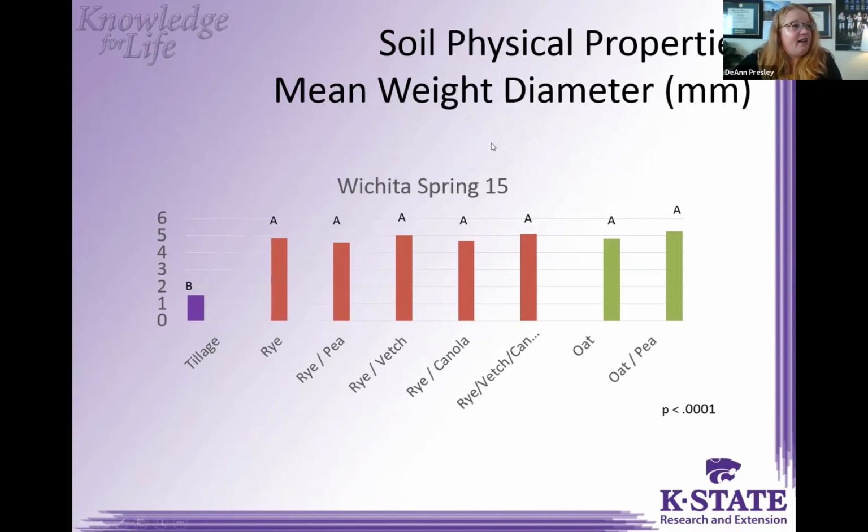And this was a soil health project involving pumpkins. But the point is that we saw a huge difference. This was a soil that was pretty beat up. This is Wichita, and this was a sandy soil. So a dramatic change happened. The difference between 2 and almost 5, that's a big difference for the mean weight diameter of these aggregates.